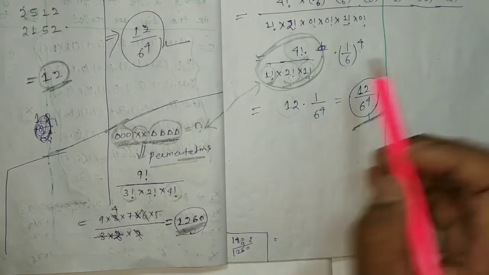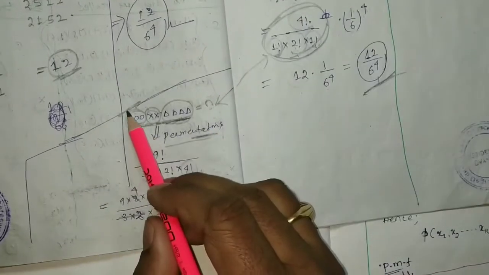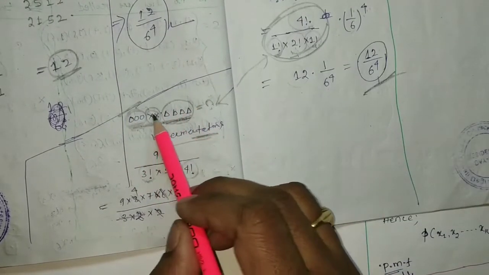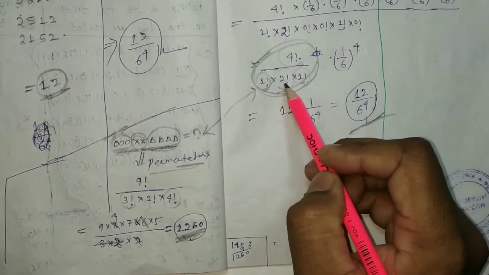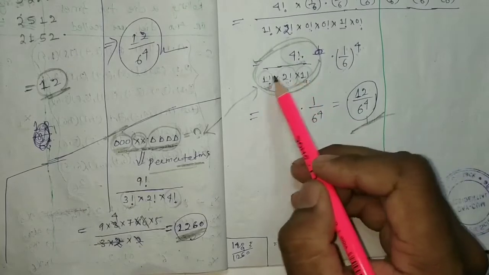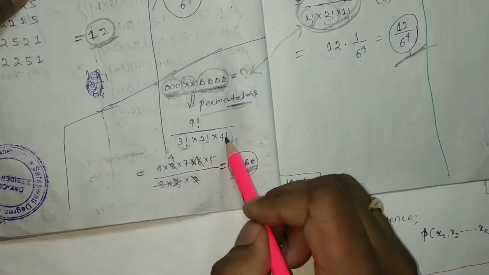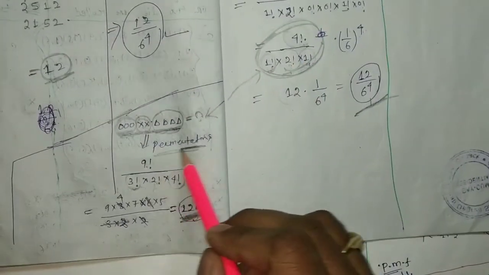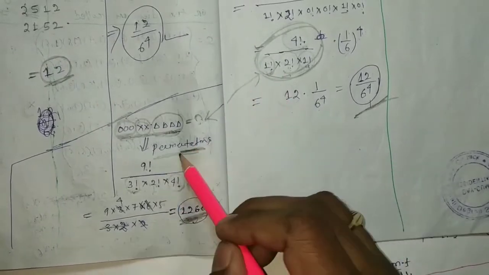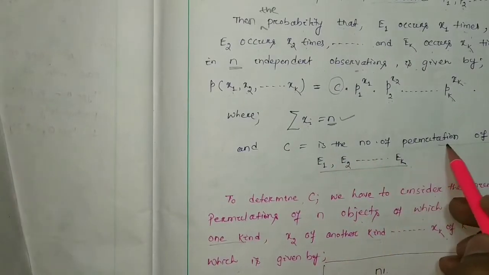Here, 3 different groups are there: this is one group, this is one group, this is one group. 2 plus 1 plus 1 is 4. Here 3 plus 2 is 5, plus 4 equals 9. So this represents the permutations, as I told with this example. Only for that reason, C is the number of permutations.